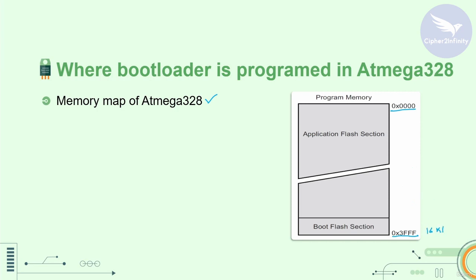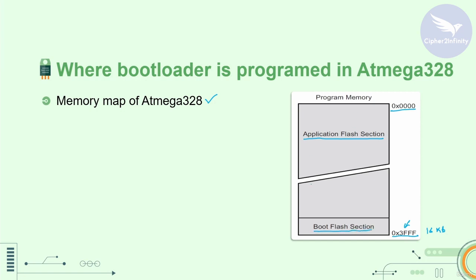So that's basically, if you convert this particular value, which is a hexadecimal value, to the decimal value, then you will get that this entire size is 16 kilobytes. Okay. And after that, if you observe this flash memory, you will see that this flash memory is actually divided into two different sections. The first section is the application flash section, and the second section is the boot flash section.